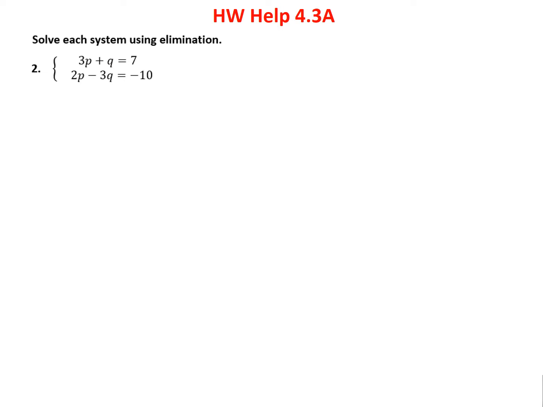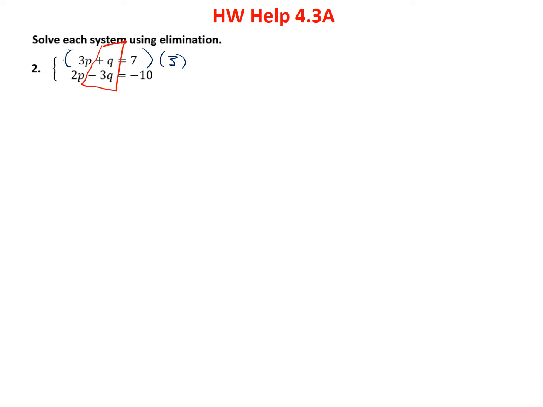All right, in our second problem, you notice we have two equations. Again, we're looking for one of the variables that has a plus or a minus of the same number, and we don't see anything here. But we do see a plus and a minus on the q's. Plus q, minus 3q. So all we need to do to get these to be opposites is take this equation here and multiply it by 3, everything.